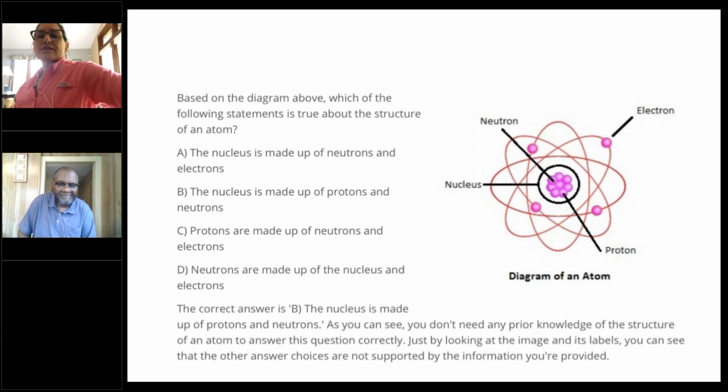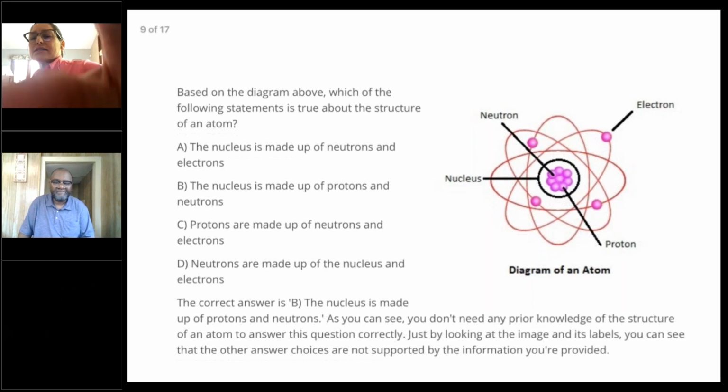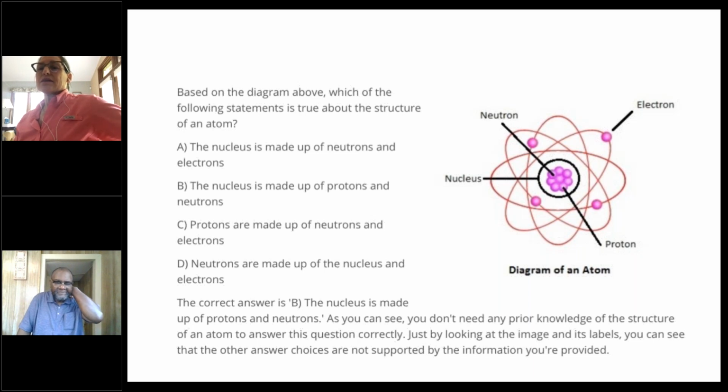I mean, we could. C is protons are made up of neutrons and electrons. That's not true because protons are their own thing, right? Right. And then it says neutrons are made up of the nucleus and electrons. No, the nucleus contains neutrons, so that's not true. So we found it by looking at the picture. We found the answer is B. And at the bottom of this, it says you don't need any prior knowledge of the structure of an atom to answer this question correctly. Just by looking at the image and its labels, you can see what the right answer is.